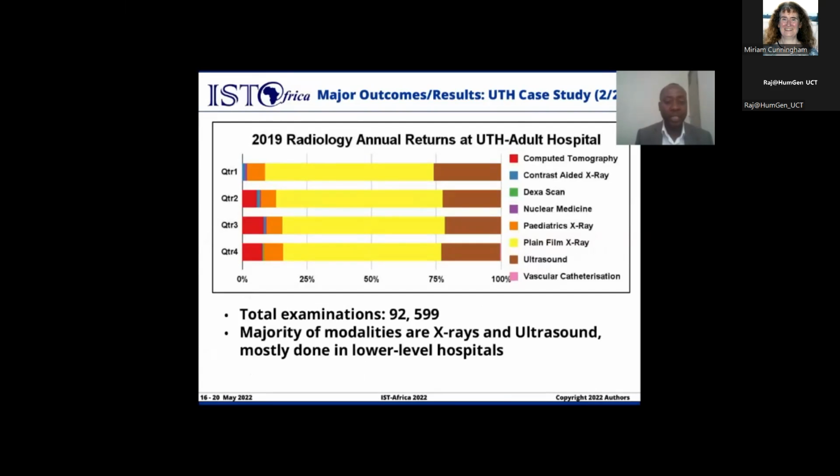We also noted that the majority of the modalities that are used in imaging are X-rays and ultrasound. This information agrees with what is available in literature across the world, that X-rays are the most commonly performed radiological examinations.